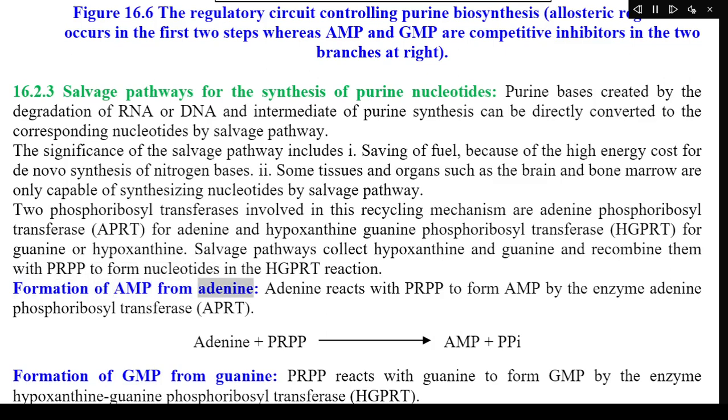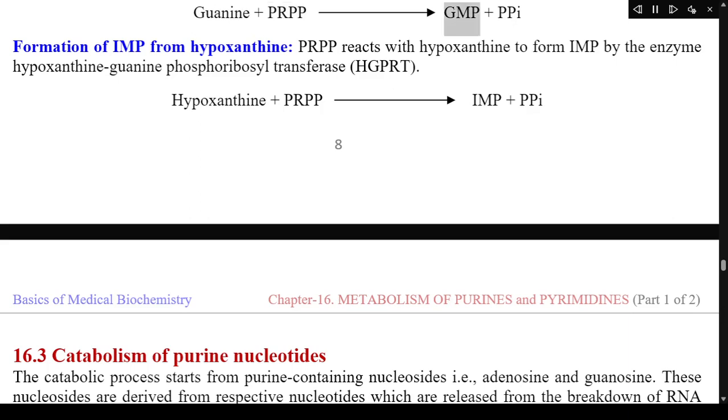Formation of AMP from adenine. Adenine reacts with PRPP to form AMP by the enzyme adenine phosphoribosyl transferase, APRT. Adenine plus PRPP yields AMP plus PPi. Formation of GMP from guanine. PRPP reacts with guanine to form GMP by the enzyme hypoxanthine guanine phosphoribosyl transferase, HGPRT. Guanine plus PRPP yields GMP plus PPi.